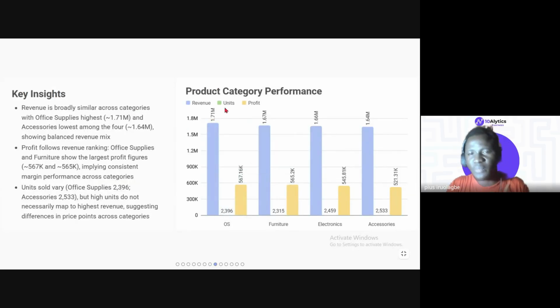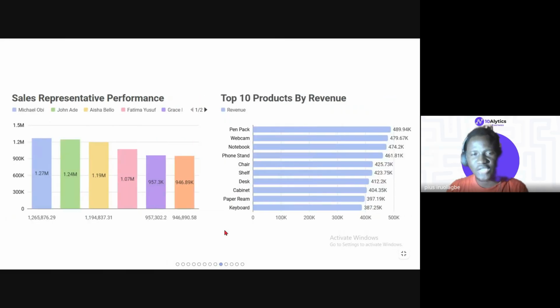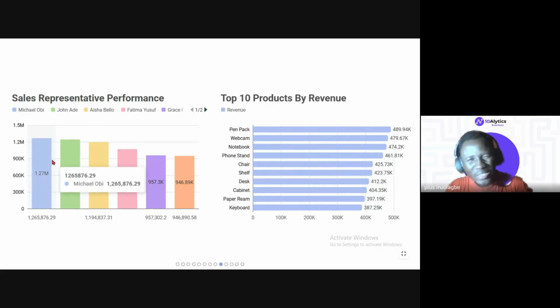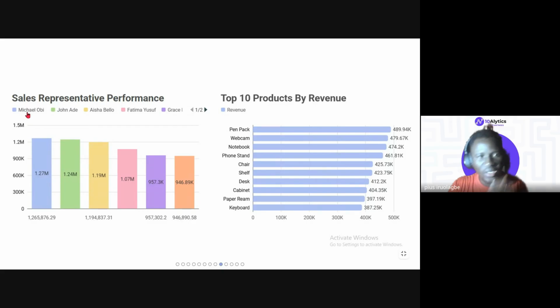We then have the product category performance, and as you can see, we have the sales rep performance. Just like we mentioned, you can see who is making the highest revenue, who is working the most based on revenue. It is safe to say that Michael is doing a fantastic job because he has helped us get more revenue, and that means Michael deserves a raise in pay. Who is Michael? Congratulations, Michael. Then followed by John, Adil, followed by Aisha.